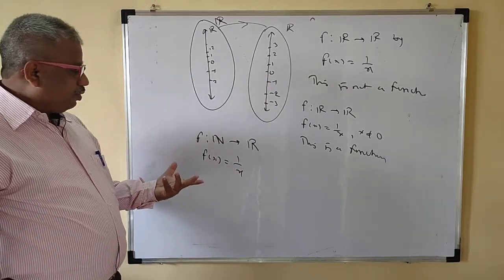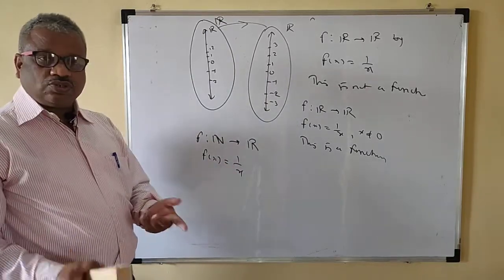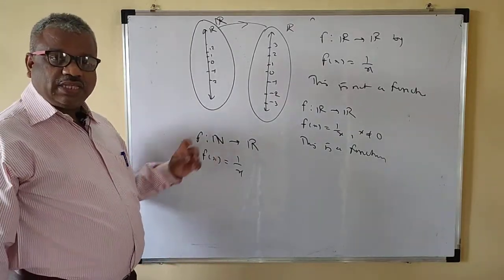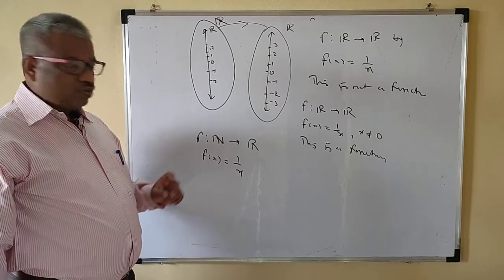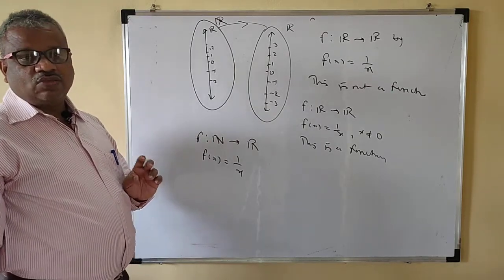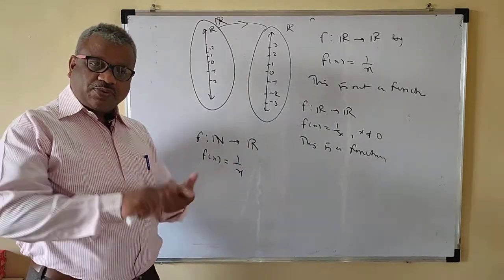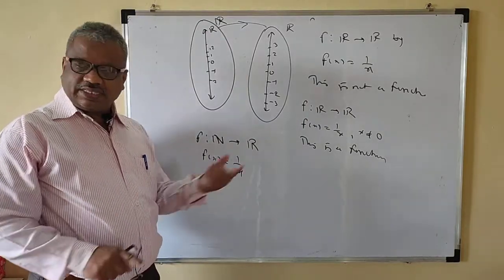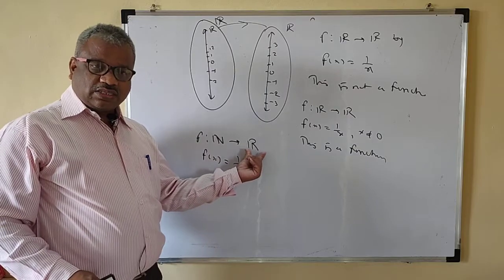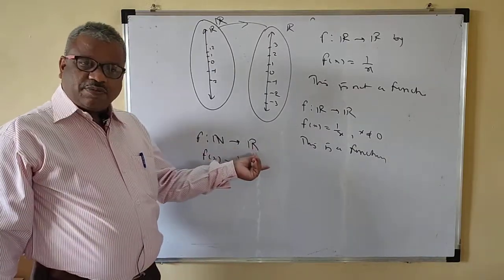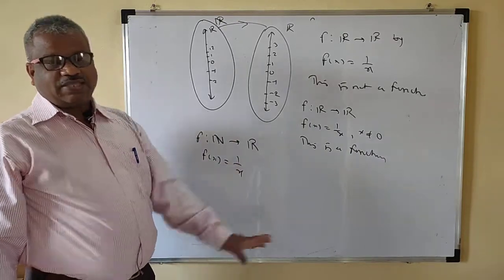Here x not equal to 0 is not given to you, right? But see what is your domain? The domain is the set of natural numbers. So 0 is not a natural number, right? Now see, the reciprocal of every natural number exists, and your codomain is the set of real numbers. 1 by x is a real number. So the reciprocal of a natural number is always a real number, right?